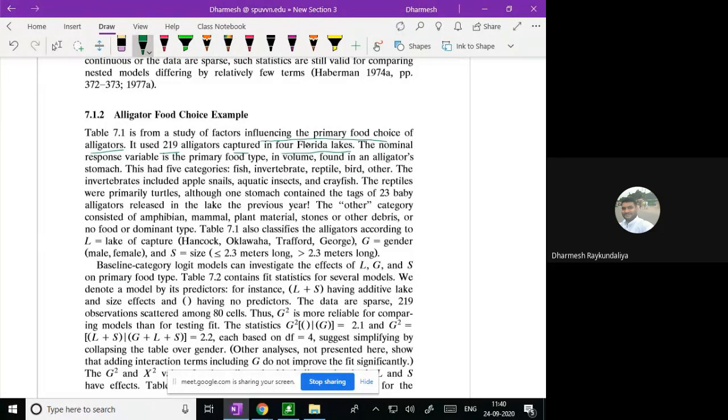And what is the nominal response? Your interest is that I wish to study the primary food choice. Okay, what do alligators need to eat? What are the food choices? So there are different food choices given. So what is the primary food choice? That is your variable. And what is the volume of the food found in the alligator stomach?